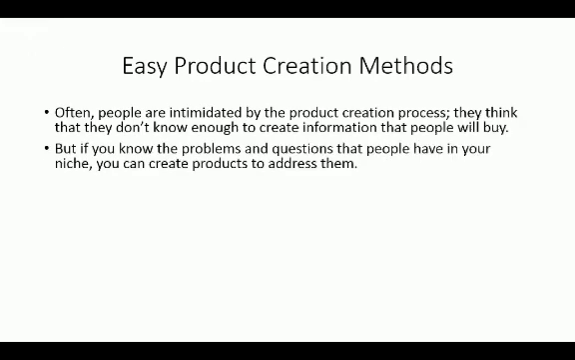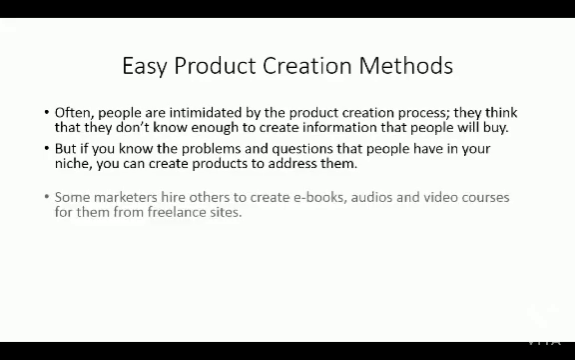And that's natural. Most people, when they start internet marketing, they're intimidated by the product creation process. They think maybe they don't know enough to create information that people want to buy. And I want to set you at ease when you start to think about this way. If you know the problems and questions that people have in your niche, you can create products to address them. It's really as simple as understanding what people really are struggling with and making sure that you go through the process of getting them the information that they need to accomplish their goals, to reach more objectives, and to solve the problems that they have.